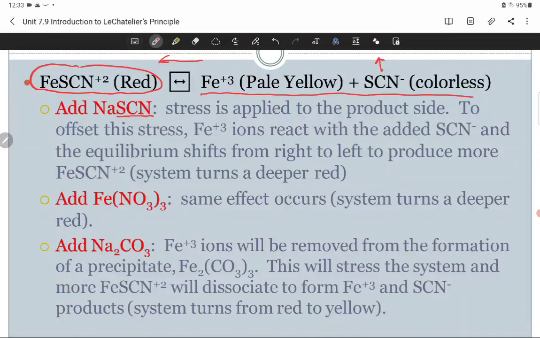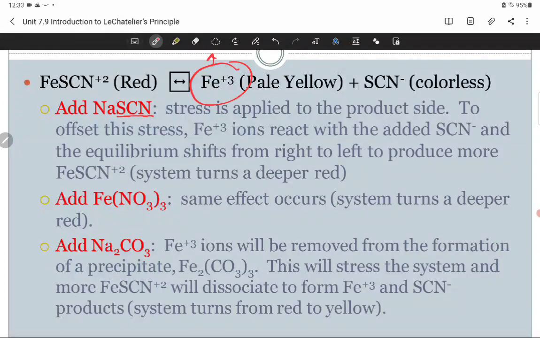Let's take a look at iron nitrate. Iron nitrate is going to give us, so let's erase some of these items, iron plus 3 ions. If you would add iron plus 3 ions, it's going to have the same result. You're going to have more opportunities for those products to collide and make the reactant.